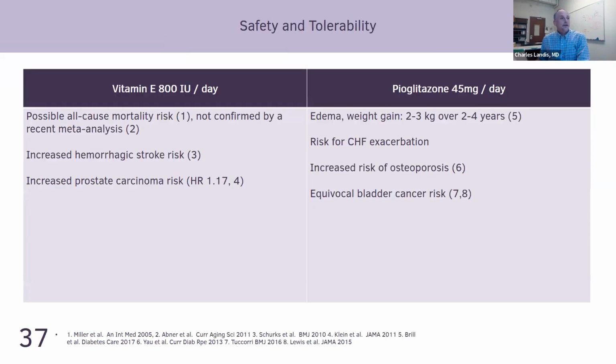Some safety points I think would be worth mentioning. There's some lingering concern about vitamin E, about possible all-cause mortality, not confirmed, though, in a recent meta-analysis. Also increased risk for hemorrhagic stroke, and marginally increased risk for prostate cancer. And then pioglitazone, you're probably all familiar with the potential side effects of edema, weight gain, risk for CHF exacerbation, possibly osteoporosis, and possibly bladder cancer.